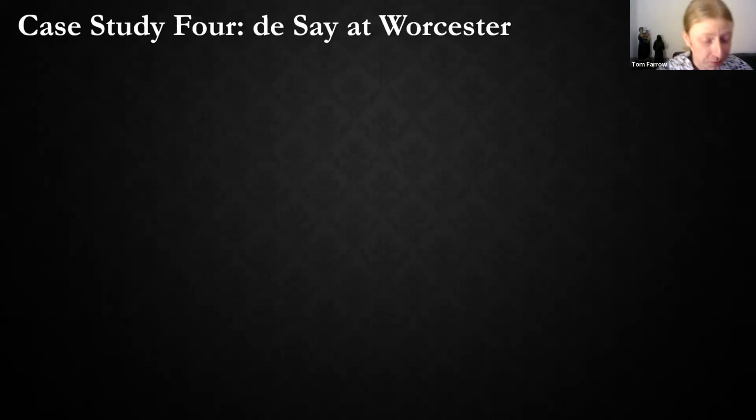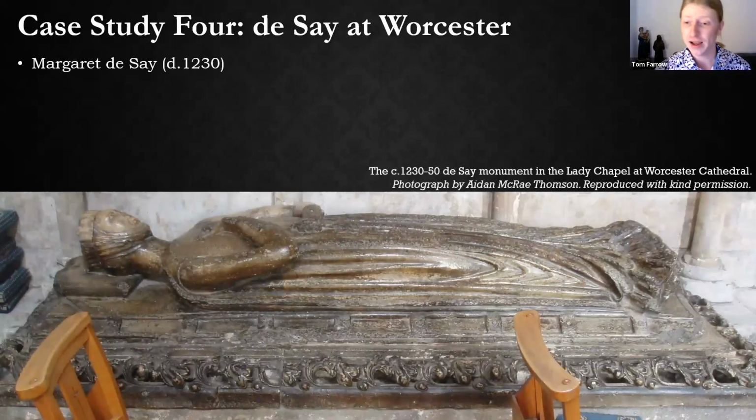Let's move on to a fourth case study now. We're flying through, we're nearly there. Margaret de Say at Worcester Cathedral. Margaret died a bit earlier in 1230, and this is her lovely effigy. She was a very wealthy cathedral benefactor, very interesting lady in general, actually. I don't know of much work that's been done on her, and I would love to know more.